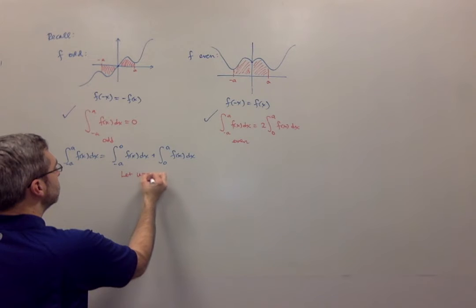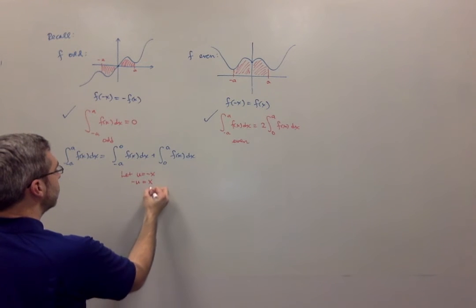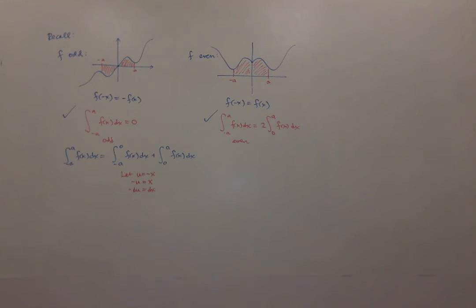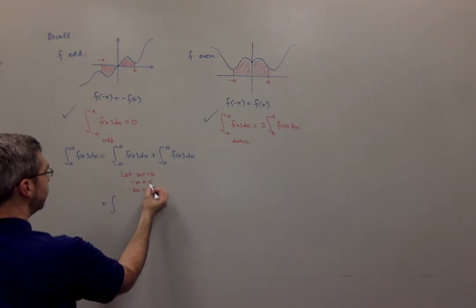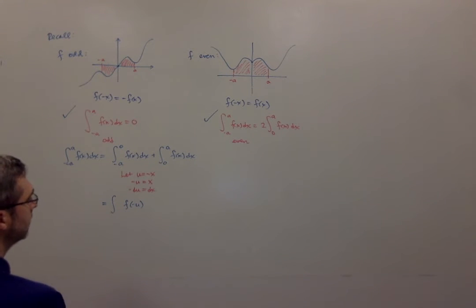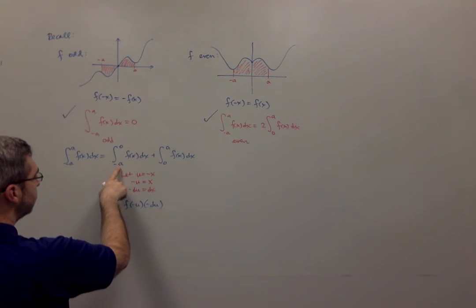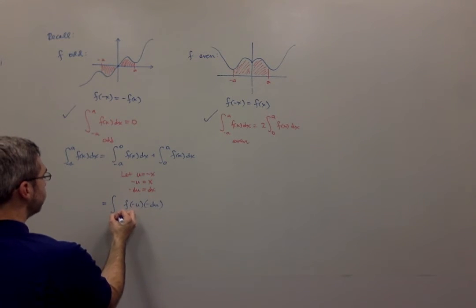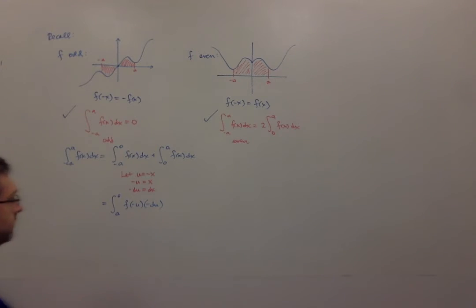Let's let u equal negative x. So in this case, x is negative u, and dx is going to be negative du. So this is just in that first integral. Now I'm going to get f of x, well x is negative u, so f of negative u, and then dx is negative du, and when x is negative a, u is going to be a, and when x is 0, u is 0. Okay? We good so far?